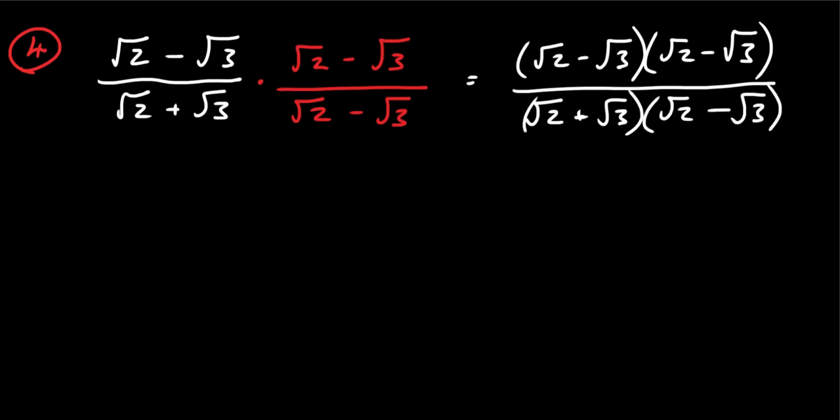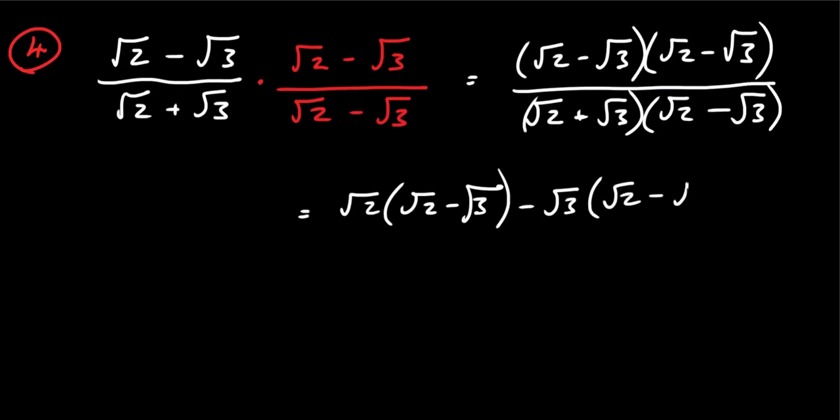So you can probably spot here that this is the difference of two squares again. So you can do it the other way if you like. So I'm going to take the square root of 2 and multiply it by the second bracket. So it's the square root of 2 times the square root of 2 minus the square root of 3. Now I'm going to take the minus root 3 and multiply that by the second bracket, the square root of 2 minus the square root of 3.